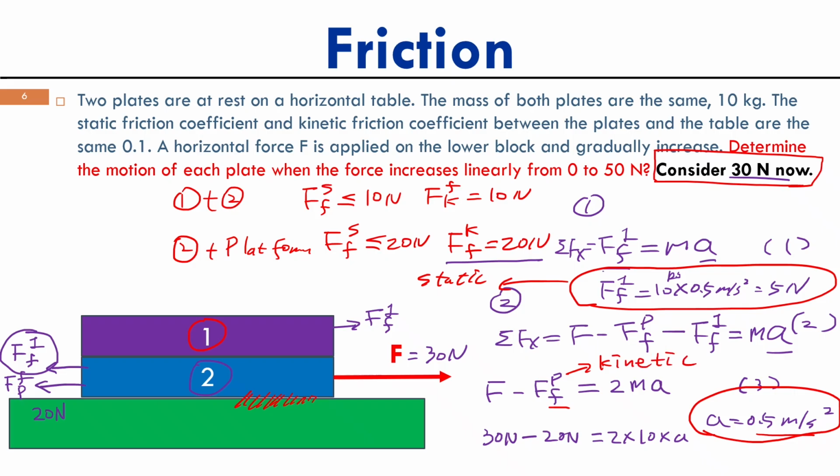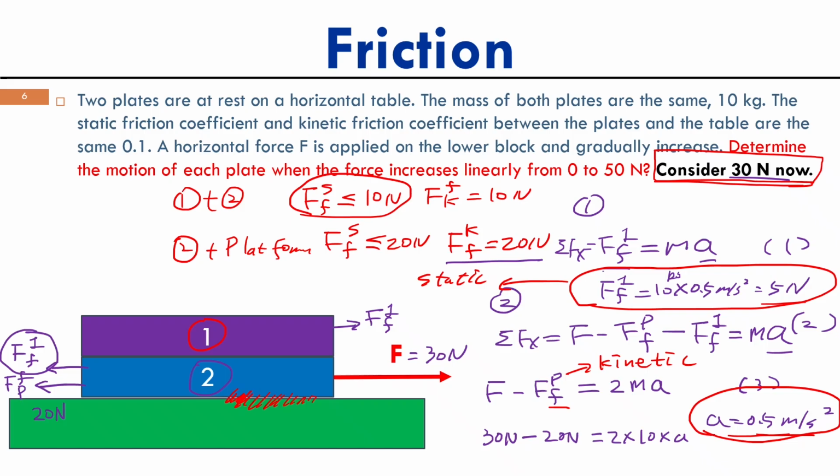Okay, so what would be our answer? Our answer is under 30 Newton force, block 1 and block 2 move together with the same acceleration. And the friction between 2 and the platform is kinetic. Between 1 and 2, it's static. And the friction force is 5 Newton, which is smaller than the maximum allowed static friction force.